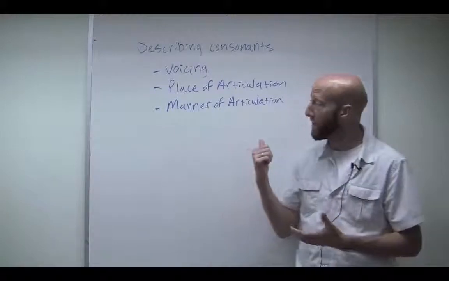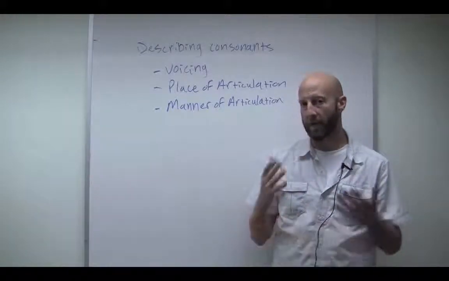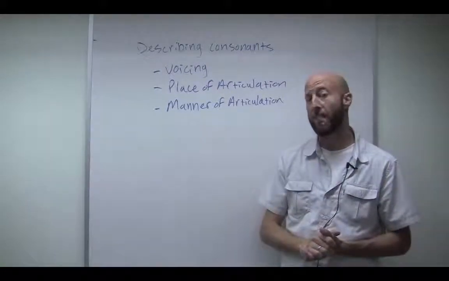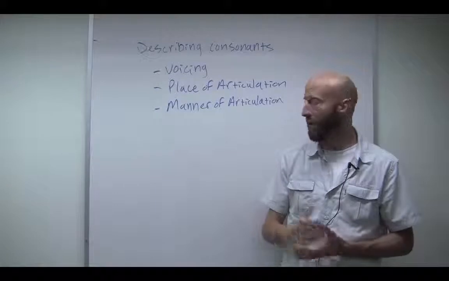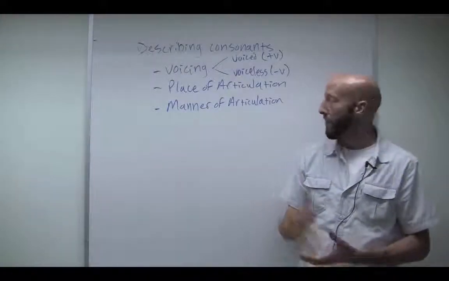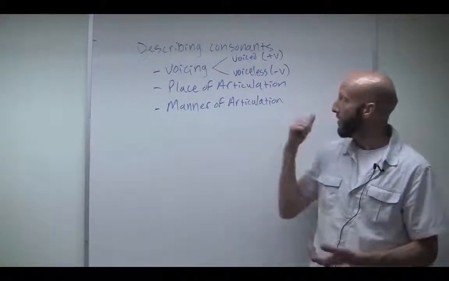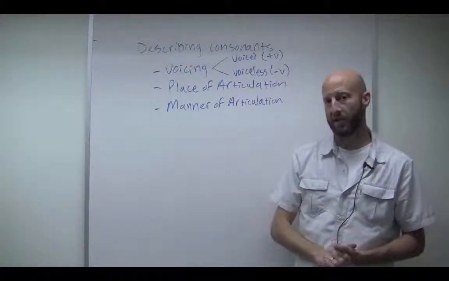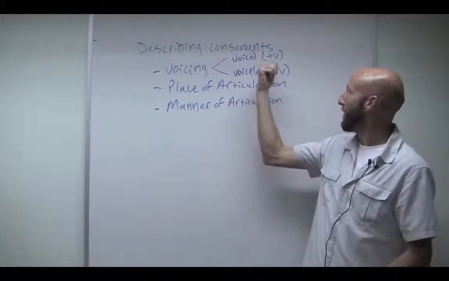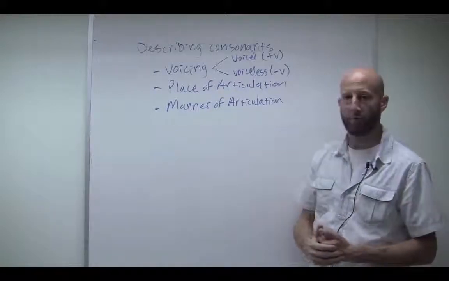Now with consonant sounds, linguists use three criteria when we're describing that consonant sound: voicing, place of articulation, and manner of articulation. Let's talk about voicing first. So when we're talking about voicing for consonants, there's two types. They are either voiced or voiceless sounds. So these are often abbreviated in the literature as plus V, which means plus voicing, or minus V, minus voicing.